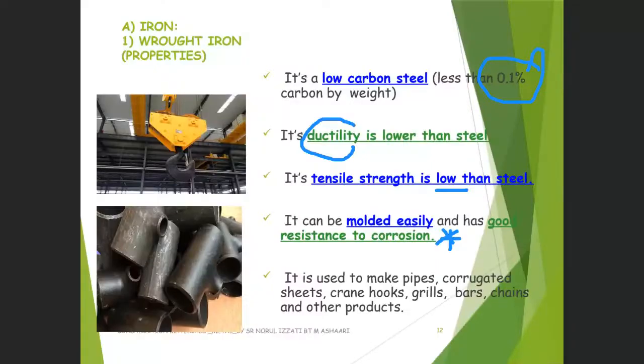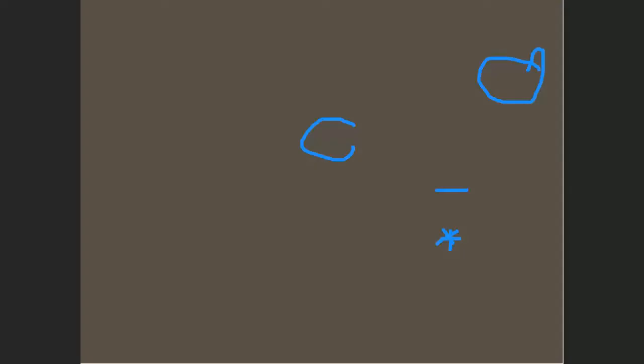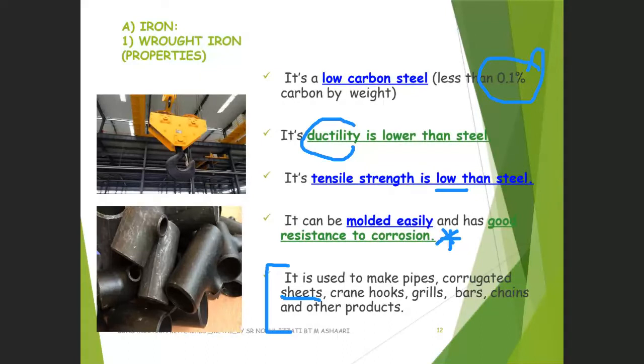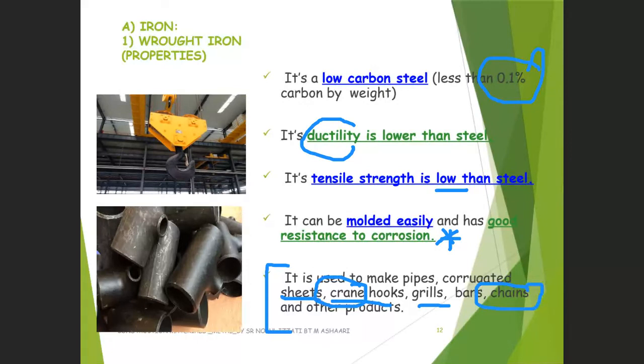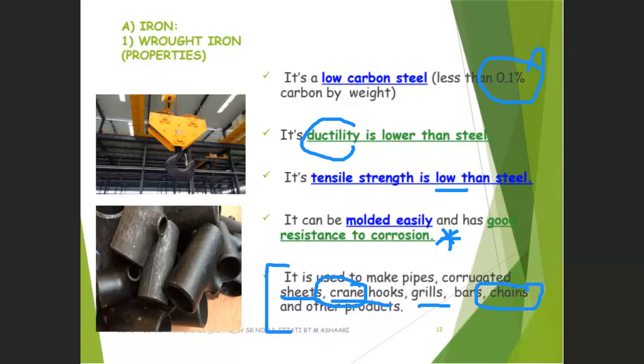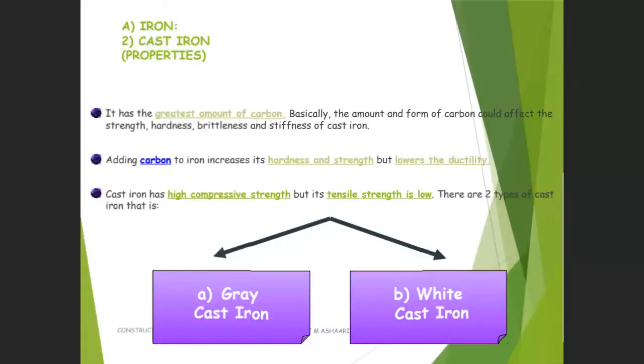So these are important properties that you have to know for wrought iron. In terms of uses, it can be used to make pipe and corrugated sheet. Corrugated sheet can be used for piling, roofing, and cladding. Also the crane hook for crane production, and the grill, fencing, bars, chain, and other products. The chain here can also be part of the ironmongery, like the knob set. Ironmongery means finishing or accessories for doors and windows. So that is one of the uses for wrought iron.